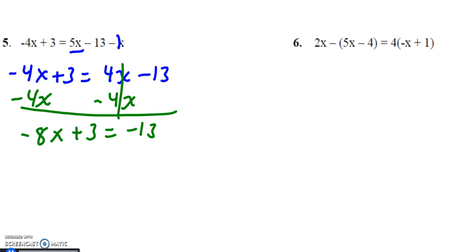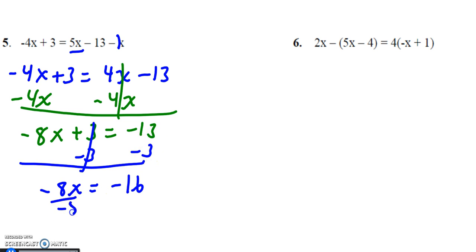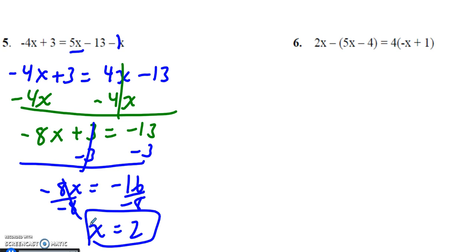So again, if we go through the lovely motions of solving and want to get x alone, we're going to have to subtract that 3 because it's being added. -8x equals -13 minus 3, which is -16. So for the third time in these notes, the answer is x equals +2.